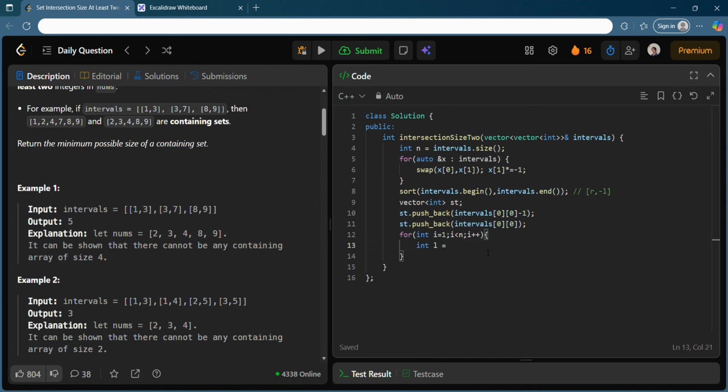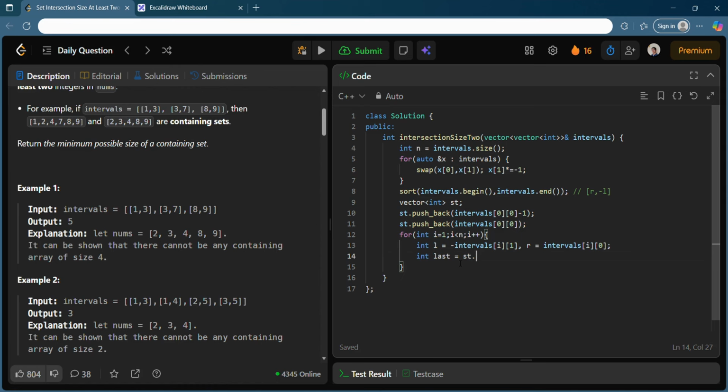So you check for L. How to extract the L right now? It is present in the second element of intervals of I of 1, and you need to negate this also. So minus of interval, that's how you will get the L. And R, how do you get it? It's very simple, you get it from intervals of I of zero. So you get the L and R right now. There can be just three conditions right now. So what are the last and the second last element? Just extract those also, so that you can use them.